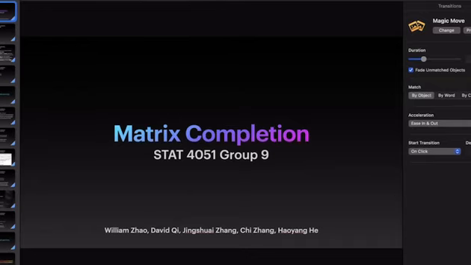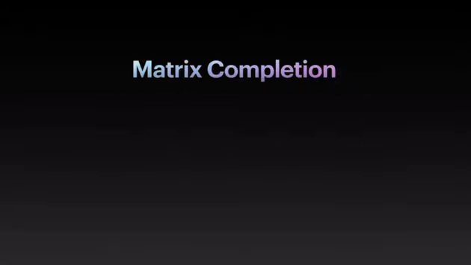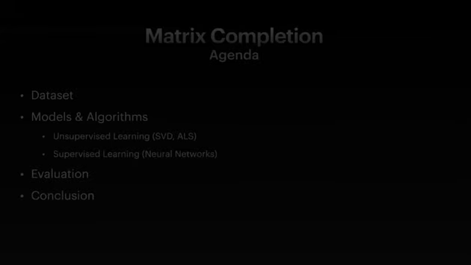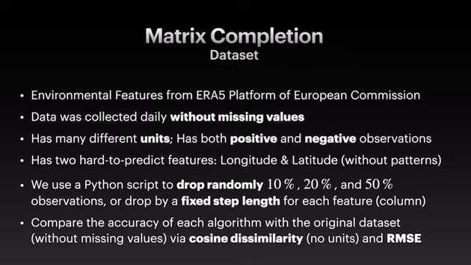So hi folks, this is group 9, our topic is about matrix completion. And here's today's agenda. Let's get started with our data set. Our data set is about environmental features from the ERA5 platform from the European Commission. And our data was collected daily without missing values. So we use a Python script to drop some observations as our missing values. That's why we can compare the accuracy of each algorithm with the original data set via cosine dissimilarity and RMSE.